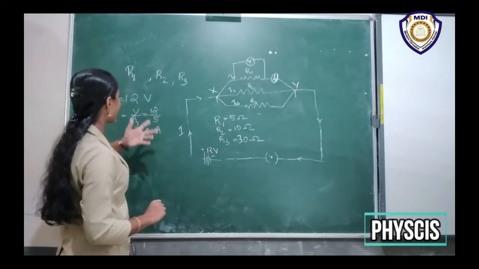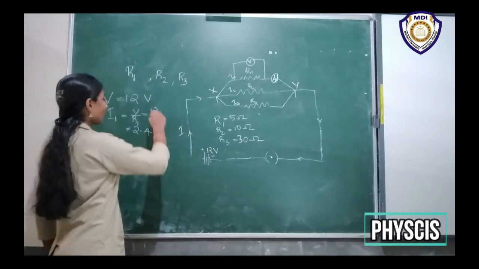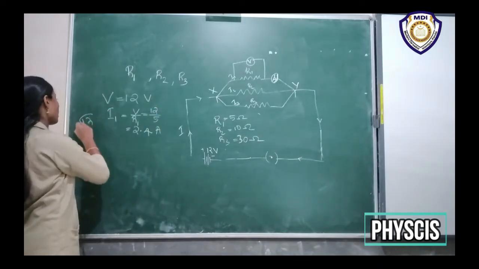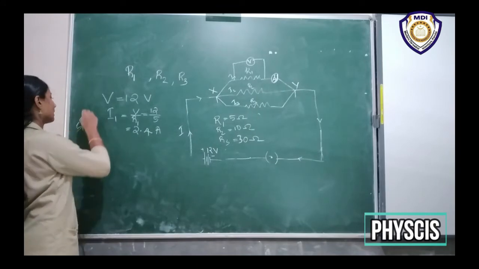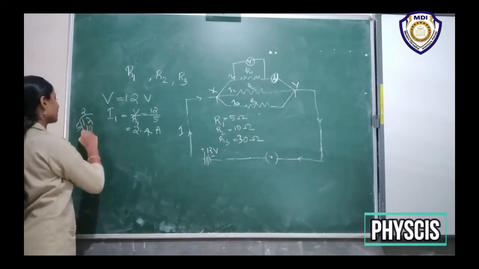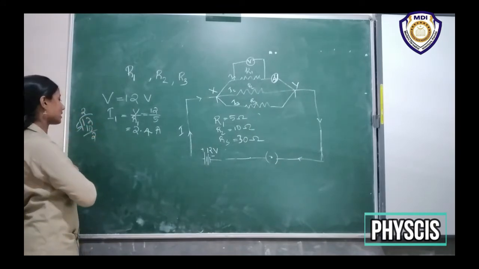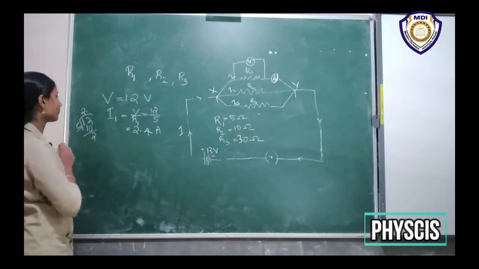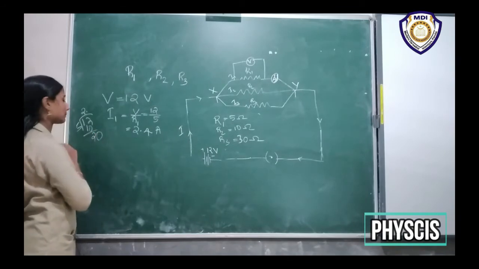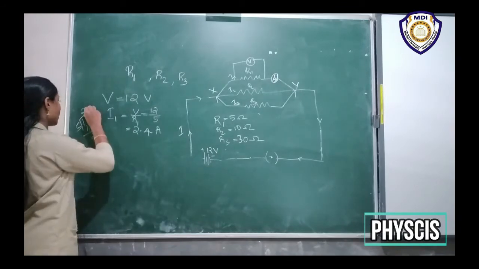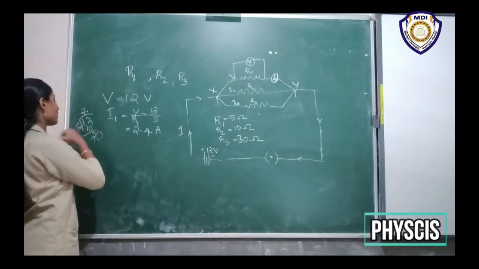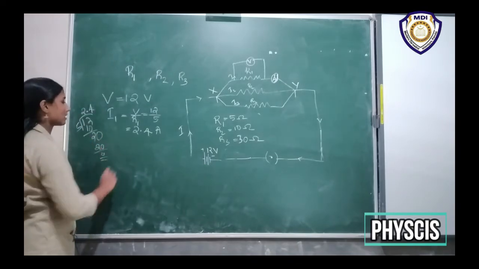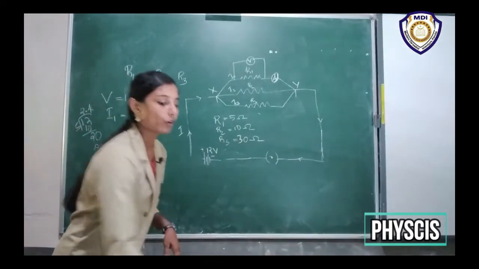So 12 by 5, now we can find this. How many 5s are there in 12? 2 fives are there in 12. That is 10, remaining 2, and there is no 5 in 2. So we make it 20 and keep the point here. 20 contains how many 5s? 4 fives are 20, right? So this is the answer, 2.4.